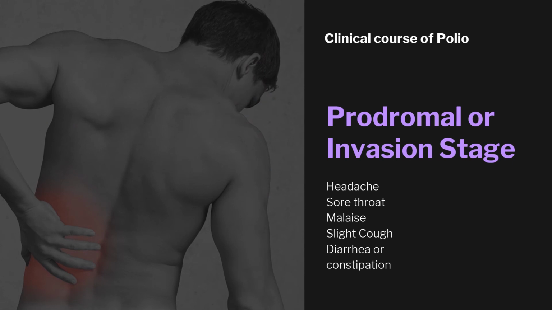The clinical course of the disease is divided into 5 stages. First, the prodromal stage, or the invasion stage. This happens in a few hours to 3 days of infection. Signs and symptoms include headache, sore throat, malaise, slight cough, diarrhea, or constipation. The only practical measure which can be taken is to stop physical activity and other such manual work if possible.